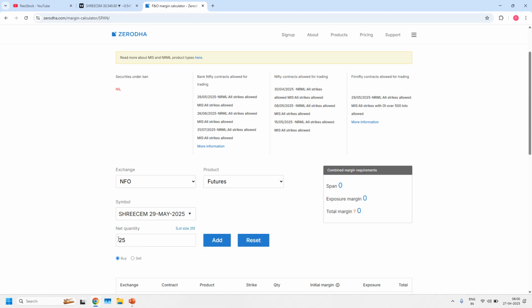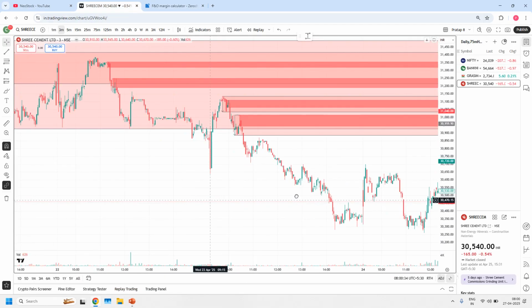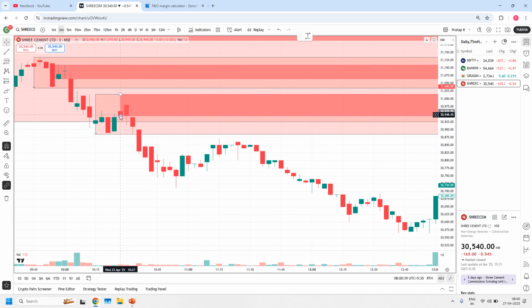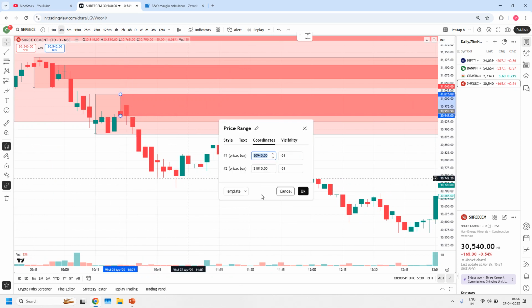If you want to buy more than 25, you have to take 2 lots. 2 lots means a total quantity of 50 stocks. Okay, say for example, you want to buy 25 stocks individually. How much money do you have to invest? Say for example, you want to buy at this type 2 proximal. Okay, the exact entry, stop loss, everything I will explain later. First we will understand this difference.